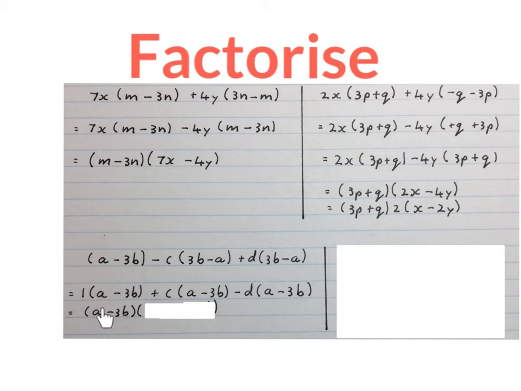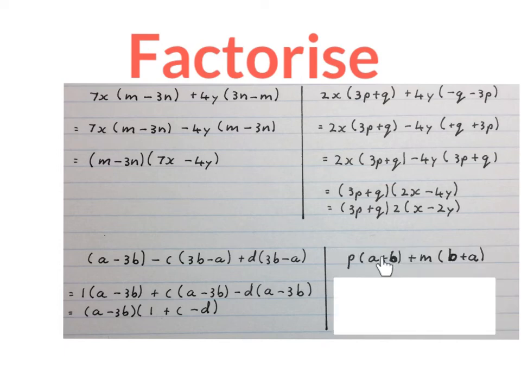You write down your common factor and you say this times what will give me this? And that'll be 1. You ask this times what will give me this? That'll be plus C. And then this times what will give me this rear term? And that'll be minus D. You are finished factorizing again.